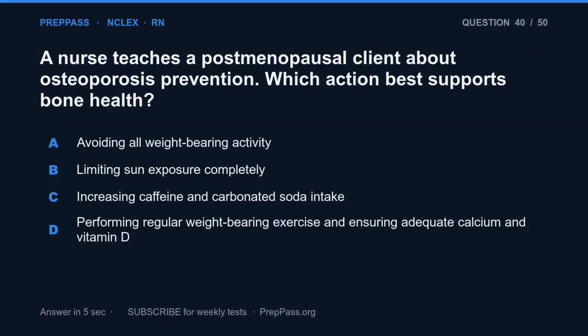Question 40. A nurse teaches a postmenopausal client about osteoporosis prevention. Which action best supports bone health? A. Avoiding all weight-bearing activity. B. Limiting sun exposure completely. C. Increasing caffeine and carbonated soda intake. D. Performing regular weight-bearing exercise and ensuring adequate calcium and vitamin D.